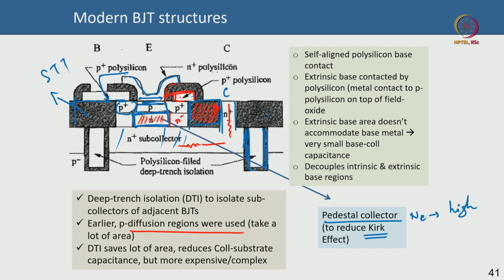And the base contact here is p-type polysilicon, which makes a contact to the p-type base below. Okay. This is the universal process now, where the extrinsic base, the base on the outside of the intrinsic region, is contacted with a polysilicon contact to a highly doped p-type base. Okay.